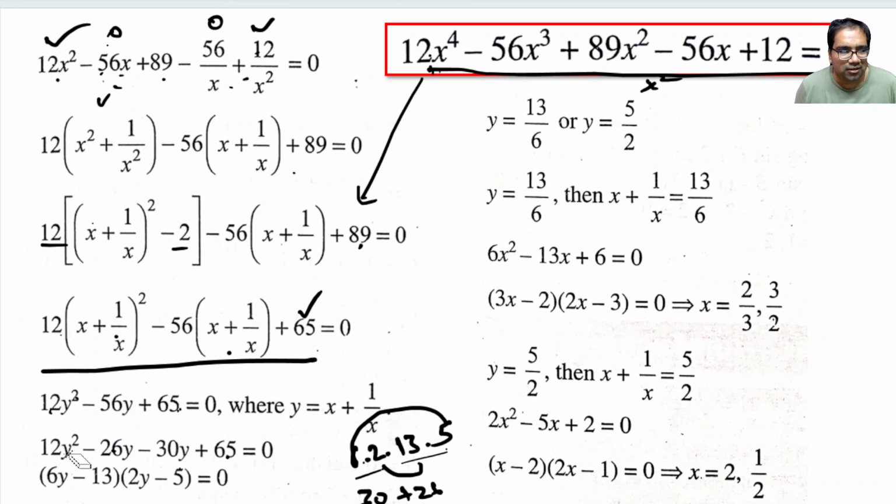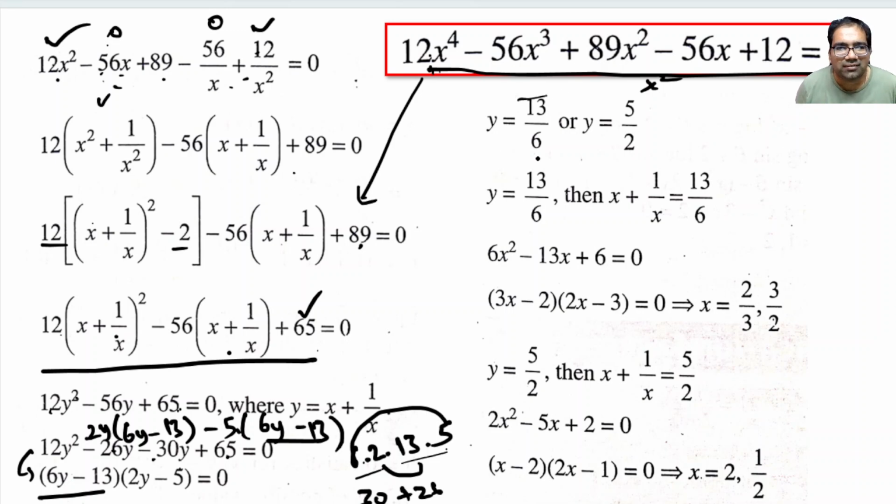Very simple algebraic manipulation. Then this one we can write as, if we take 2 common, 2y into 6y minus 13. Similarly, if we take 5 common here, this becomes minus 5 into 6y minus 13. Right. So this equation will become 6y minus 13 into 2y minus 5. What does that mean? y equals 13 by 6 or y equals 5 by 2.